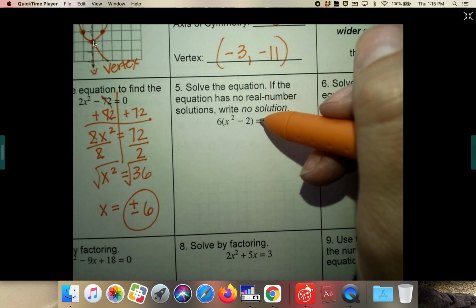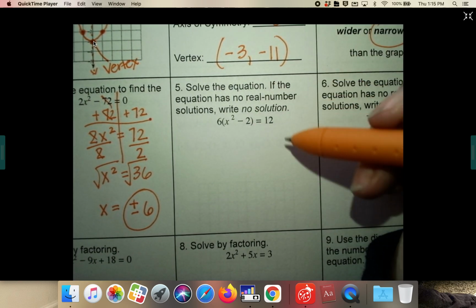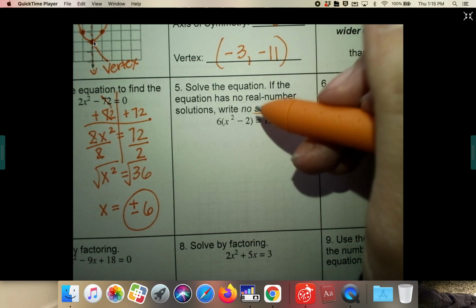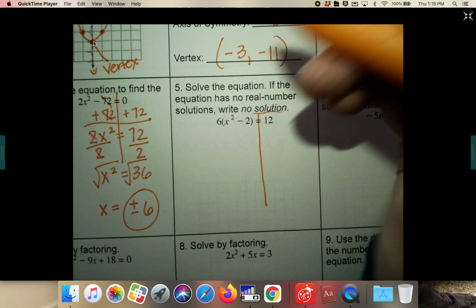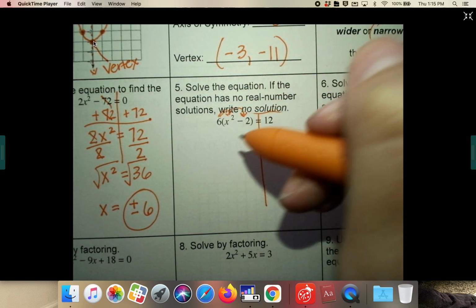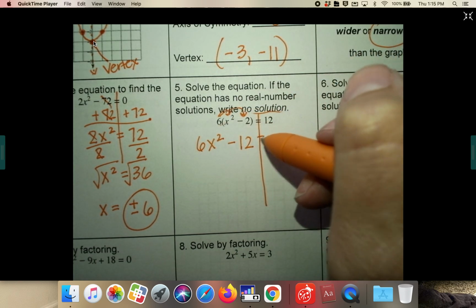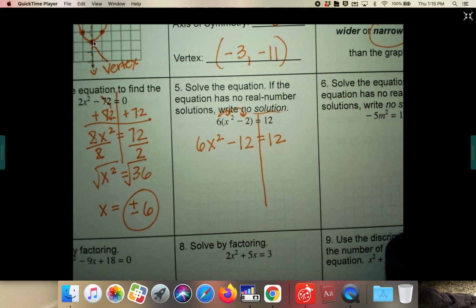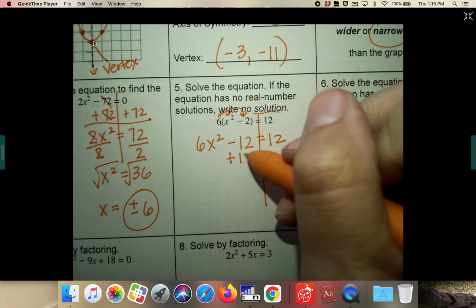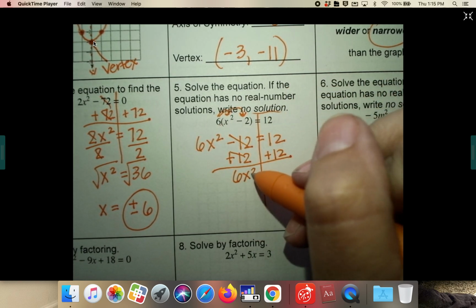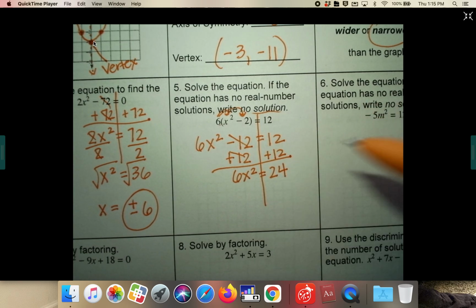All right, number 5. Okay, this one could be no solution. Let's check and see. So the first thing you would do, I'm going to go ahead and distribute. So 6x squared minus 12 equals 12. Let's go ahead and do the next part. You would add 12 to both sides. That would be 6x squared equals 24.